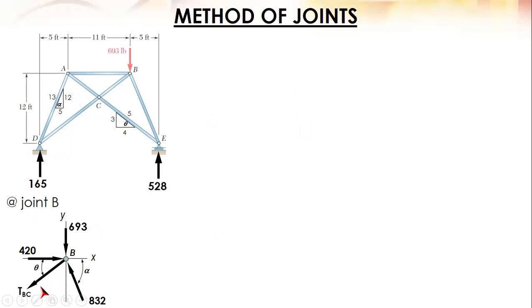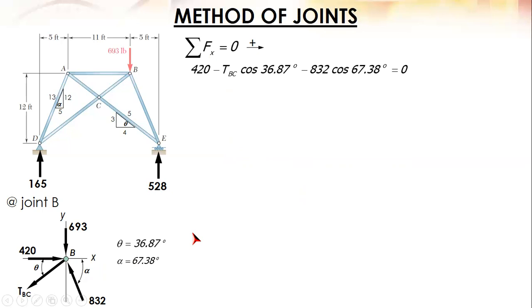Okay. Since we only have one unknown, you can use either sa duha ka conditions. So either this one, summation of force sa x. The x component of 832 is directed to the left. X component of TBC left also. So duha ka negative and one positive. TBC is equal to 125. So tension.